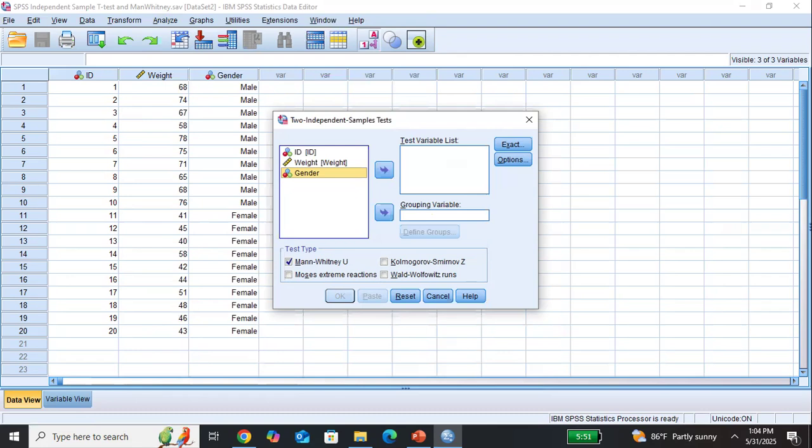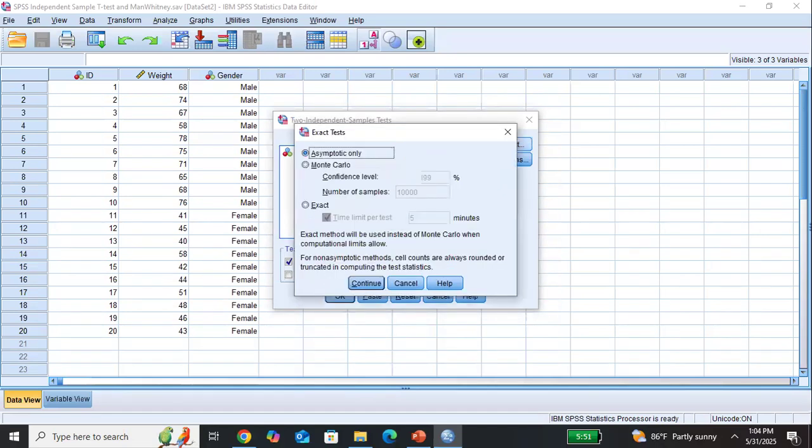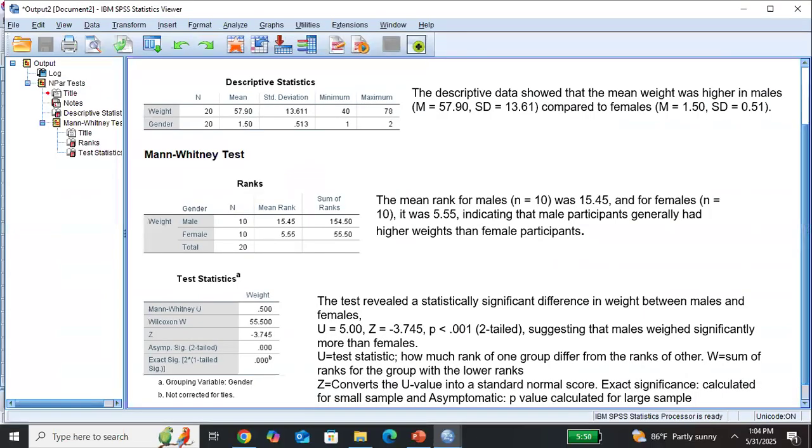And look here, the test type is already clicked, that is Mann-Whitney. And again, you have to give the grouping numbers 1 and 2. So in this way, you will get the descriptives, ranks and test statistics of the Mann-Whitney test. First, it will show you the descriptives. Second is showing you ranks. And third is showing you Mann-Whitney U, Wilcoxon W, asymptotic significance two-tailed, and then exact significance.